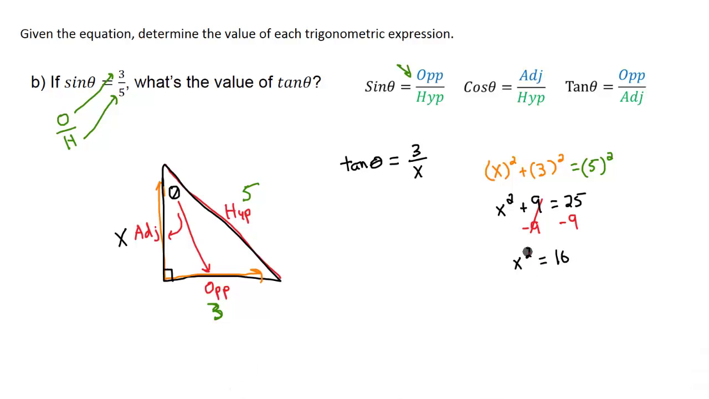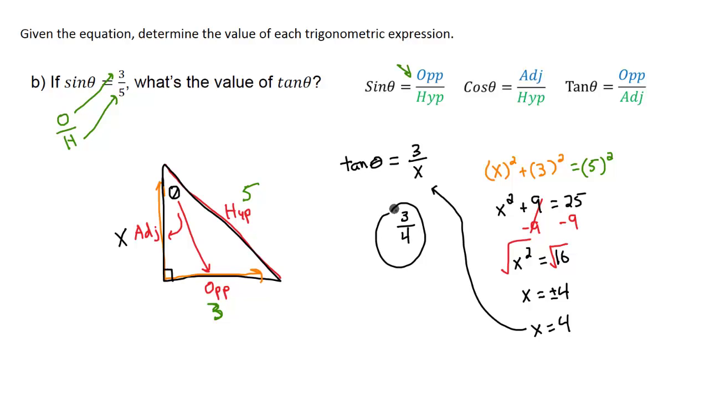Now I want to get rid of the squaring of x, so I take the square root of that to get rid of it, and I do it to the right side as well. So I'm left with x equaling plus or minus 4. But, of course, the side of the triangle can't be negative, so I'm just going to use my positive version. And now that I know the value of x, I throw it up there for that x, and I know that my tangent of theta is going to be equal to 3 over 4. And that's my final answer.